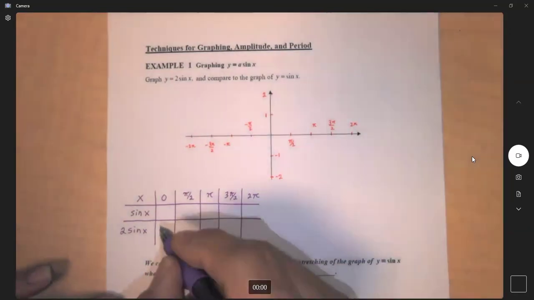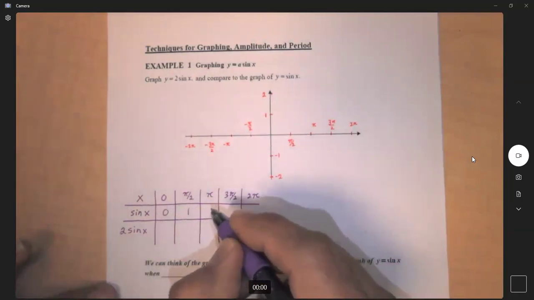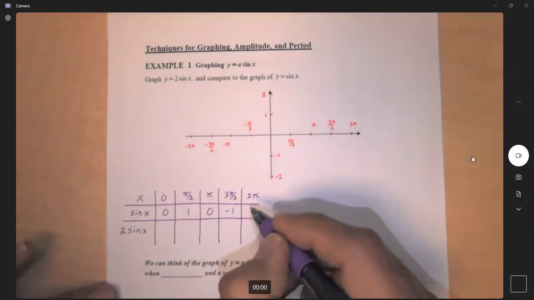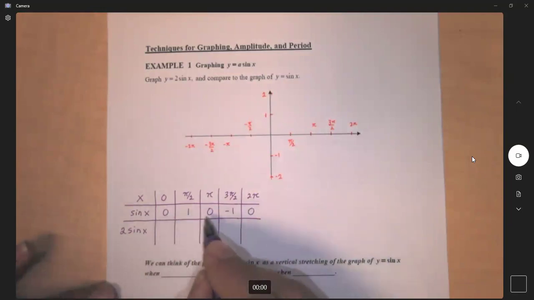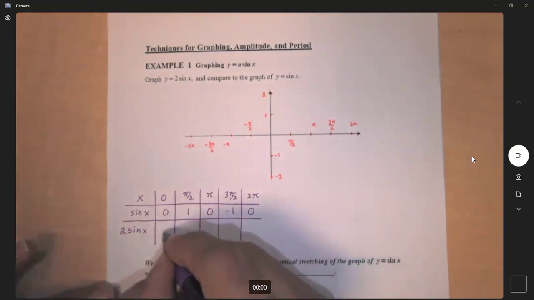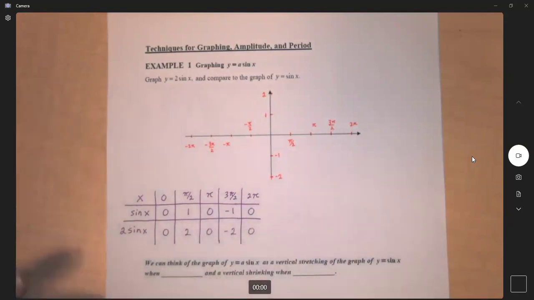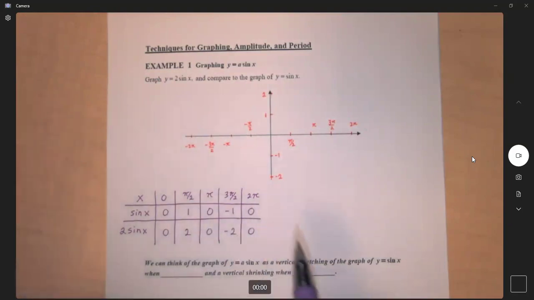So the sine of 0 would be 0. The sine of pi halves is 1. The sine of pi is 0. The sine of 3 pi halves is -1. And the sine of 2 pi is 0. So it completes the period right there. And then for 2 sine x, you just double every value in that list. So that's 0, 2, 0, -2, and 0. Okay. And so this top row, those are your x values, and then this bottom row, these are your y values.